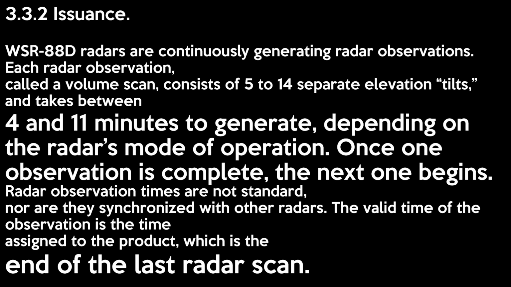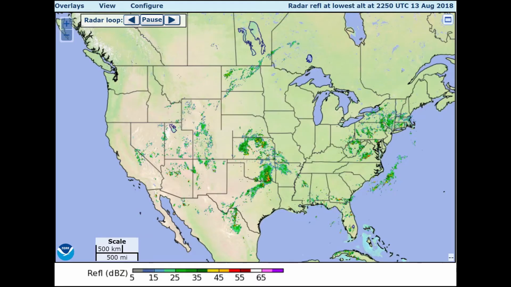timestamp on it. So each weather radar station out there in the United States, every single one of them, is going to make about 5 to 14 separate elevation tilts as it scans the sky. It's going to take about 4 to 11 minutes just to generate that initial image. Then it's going to take some length of time greater than that to actually form that composite or radar mosaic image with all those other radar sites and then feed it into us.